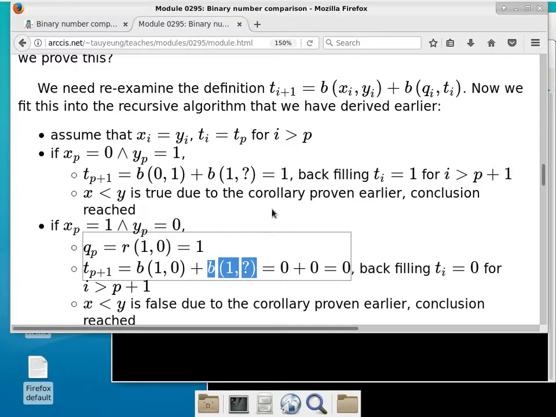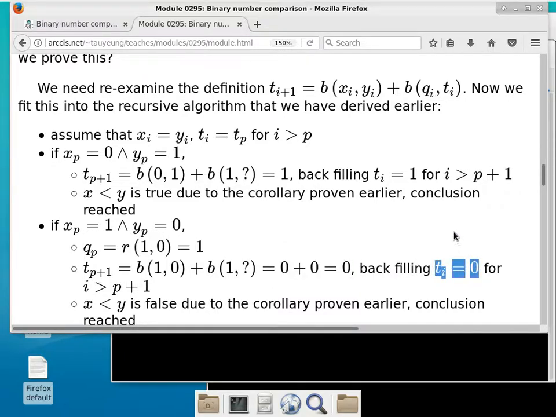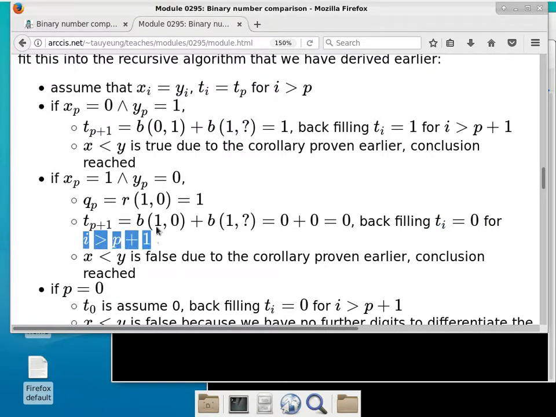But once we know that QI is a 1, we also know this entire thing is false. Is that okay? We know that B with a 1 for X and a question mark for Y is guaranteed to be false, because B of XY is not X and Y. If X is true, not X is false, and false and whatever is always false. So now we know it is going to be false or false, which means the whole thing is false. So at that point, we backfill all the T's for all the more significant digits to be false, for all the i's that are greater than P plus 1, because we just made the conclusion for TP plus 1, but we also want to propagate this conclusion to all the other borrow bits for more significant digits, including TM, okay?